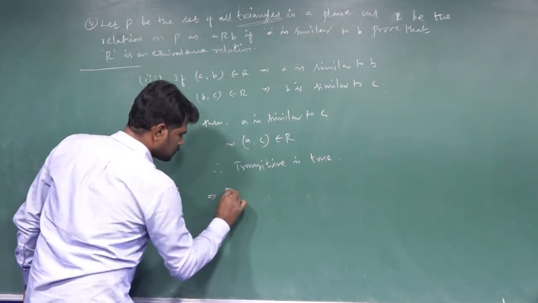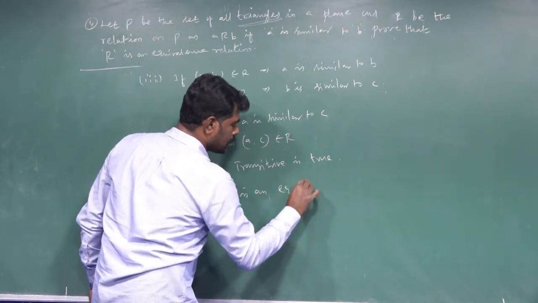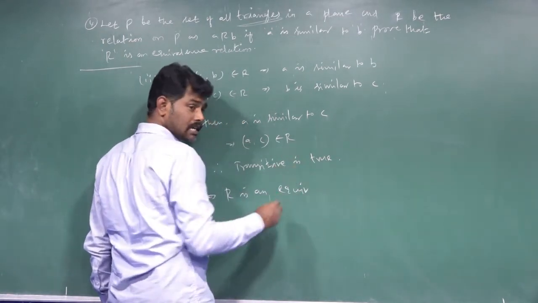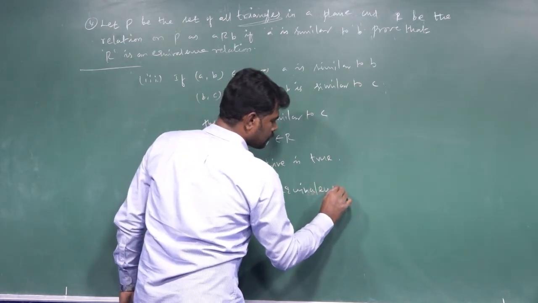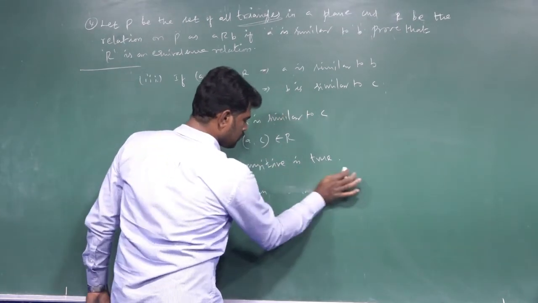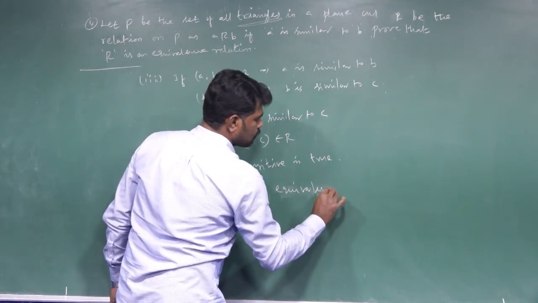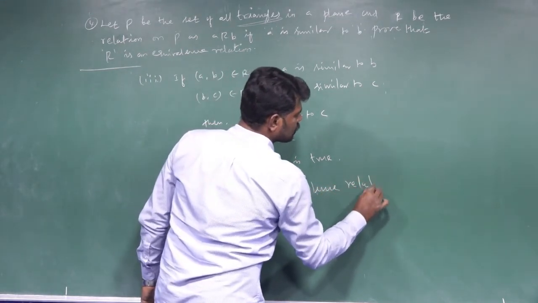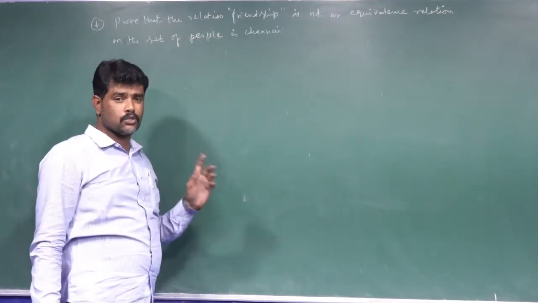So this implies R is an equivalence relation because it satisfies all the three basic relations. Then it is an equivalence relation. Okay. Next, sixth question.